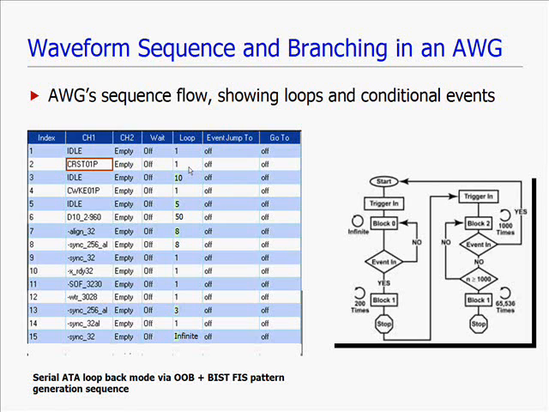This video will demonstrate how to use a waveform sequencer on current AWG instruments, or arbitrary waveform generators. The waveform sequencer allows users to build very complex signals derived from many waveforms and use the AWG memory more efficiently. As you can see from this slide, the sequencer has many capabilities, allowing infinite possibilities in signal generation.